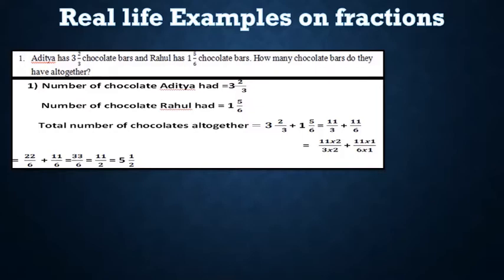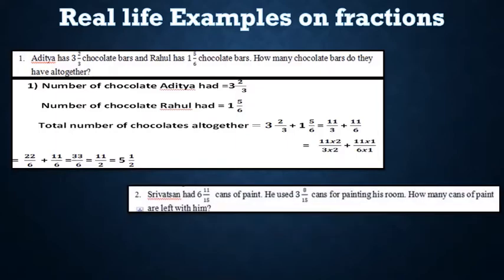As this is an improper fraction, we'll convert it into a mixed fraction. When we convert it, we'll get 5 1/2. Therefore, Aditya and Rahul have 11/2 or 5 1/2 chocolate bars all together.